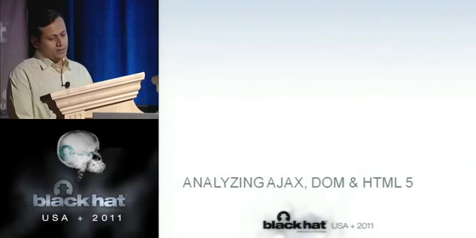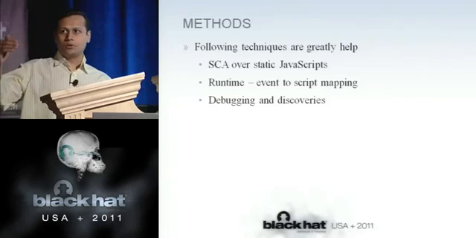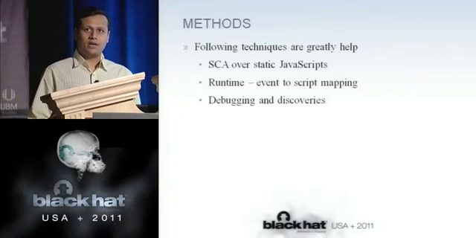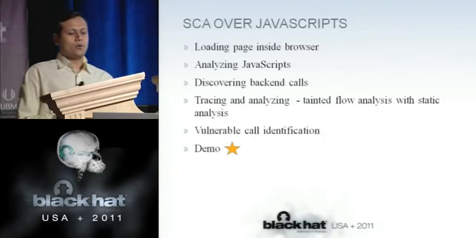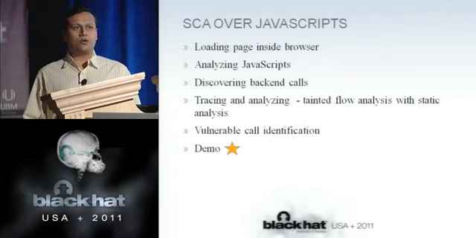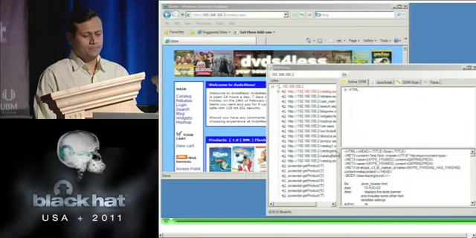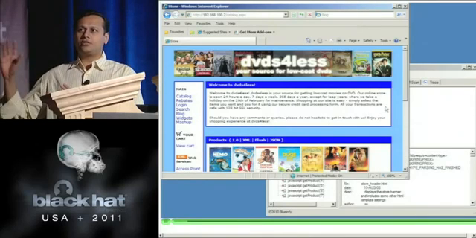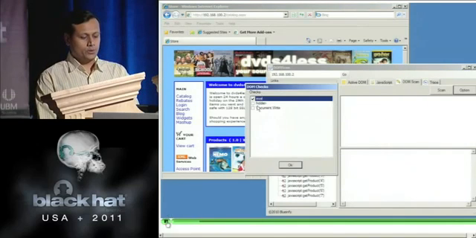So starting with AJAX, DOM, and HTML5 based applications. We can have three approaches over here while doing reverse engineering. One is doing a static code analysis, or you can do a runtime analysis, or you can do debugging and discovery. So first, what we are doing is a static code analysis, where we load the page in the browser and then try to perform a static code analysis over the JavaScript. For example, over here we have a tool called DOM Scan. You open DOM Scan and say, okay, this is the URL which I want to analyze. So it will go and load all the calls over here.